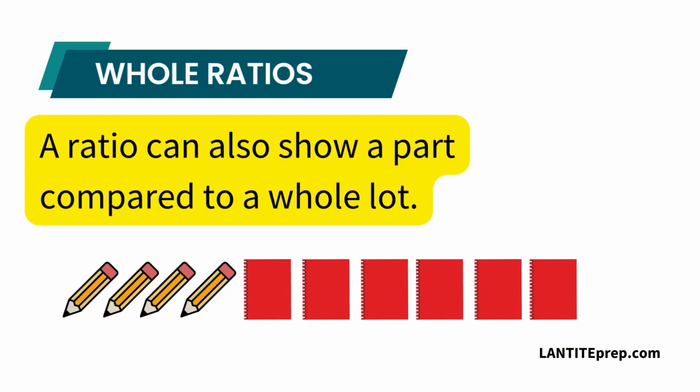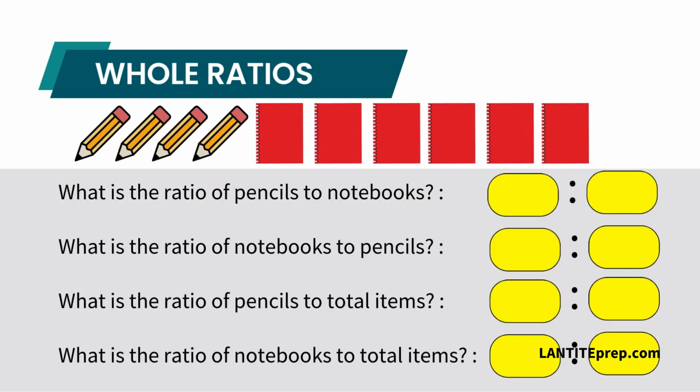Let's move to our next part, which states that a ratio can also show a part compared to a whole. The best way to check your understanding is through practice. Pause the video here and complete the blanks. Then push play to check your responses. Great, let's check. The ratio of pencils to notebooks is 4 to 6. Moving on, the ratio of notebooks to pencils is 6 to 4. Third, the ratio of pencils to total items is 4 to 10. And last, the ratio of notebooks to total items is 6 to 10. Did you identify the correct solutions? Excellent. You're really learning to master ratios.